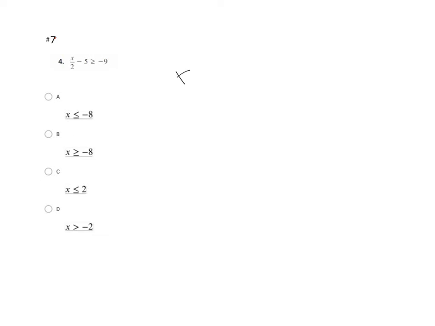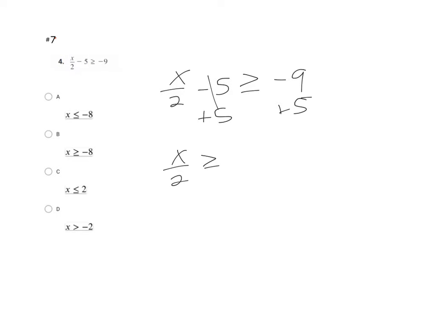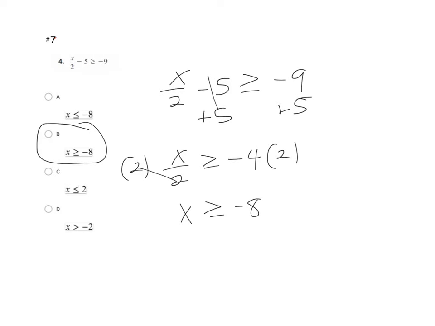Number 7. x over 2 minus 5 greater than or equal to -9. You start by getting rid of the -5, so we're going to add 5 to both sides. That's going to give me x over 2 greater than or equal to -4. Now, to get x by itself, we're going to do the inverse of dividing by 2. That's x greater than or equal to -8. In this case, letter B.